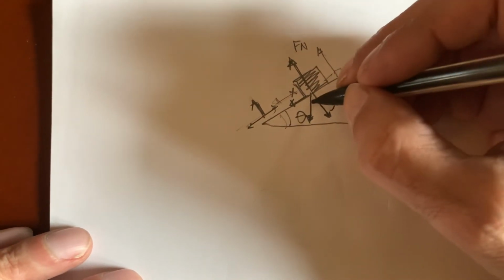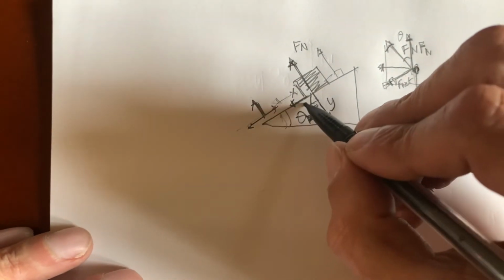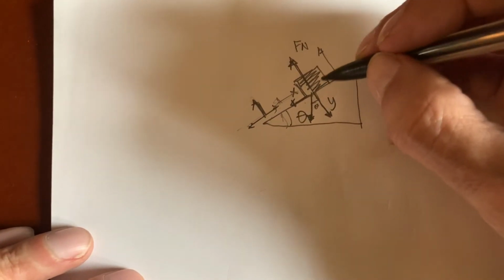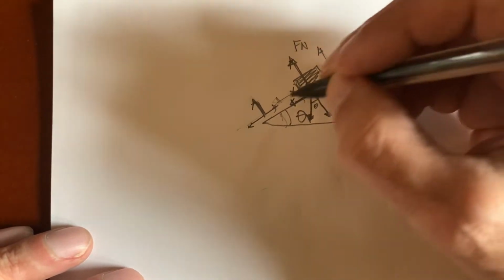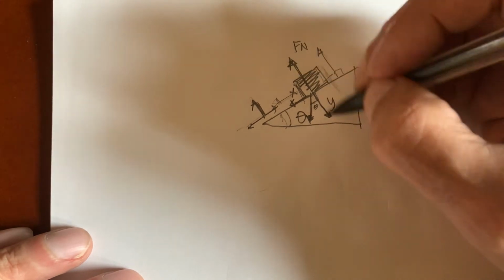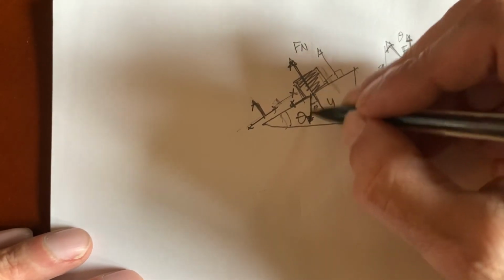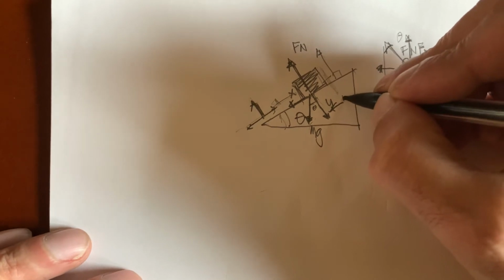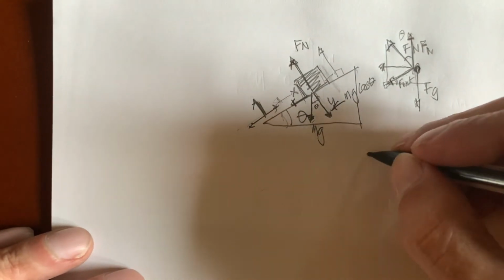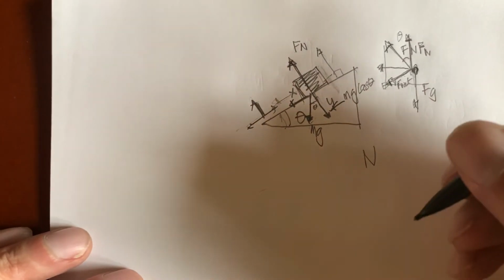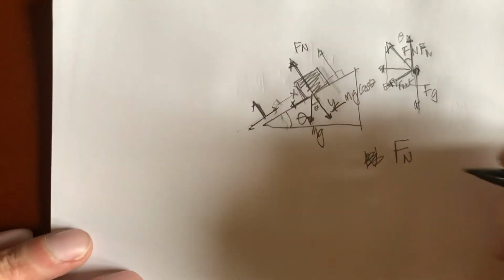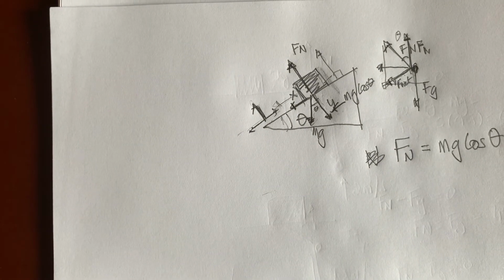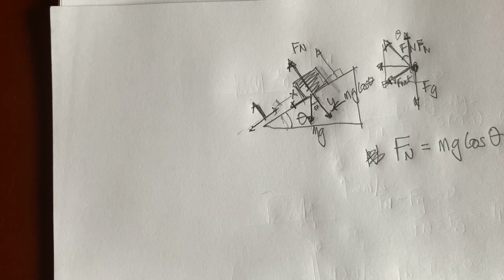So if this is theta, then this will also be theta, because this is theta, that's 90 minus theta, so that makes that theta because this is 90 degrees. And so you could see that this object does not accelerate in this direction, only in that direction. So the sum of the forces in that direction must equal 0. Well, this component of gravity is mg cosine theta, because this is mg. So this part here would be mg cosine theta. And so we could see that the normal force, I'll use Fn, is going to equal mg cosine theta.